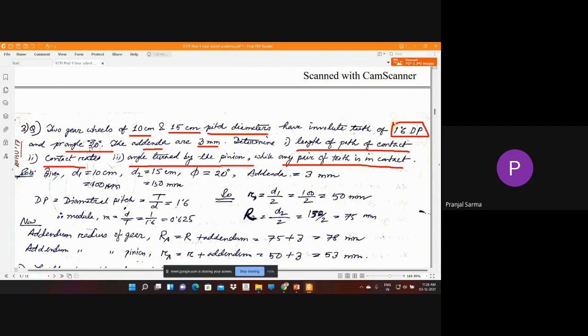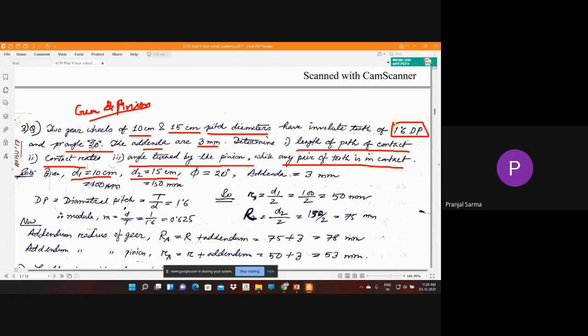So what are given, initially we'll be writing down all those given data. So two gear wheels means automatically we understand that we are talking about the gear and the pinion. Okay, so which one is generally the driver, which one is driven? Generally pinion is the driver. So whatever. Okay, so now this is the pitch diameter that is given, that is D. So we'll just write down whatever is given. So D1 is 10 centimeter, D2 is given as 15 centimeter.